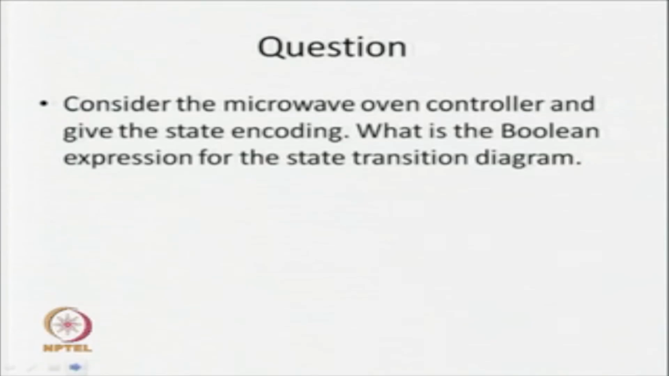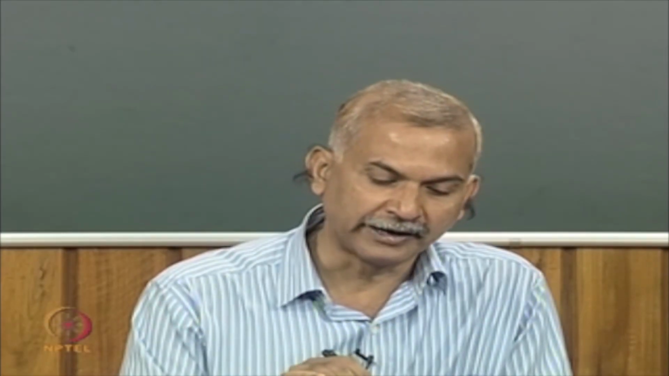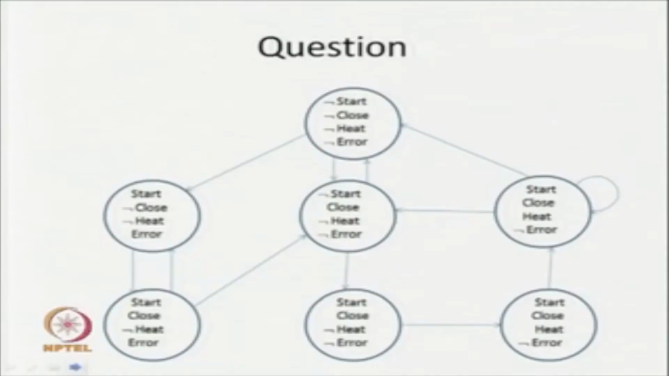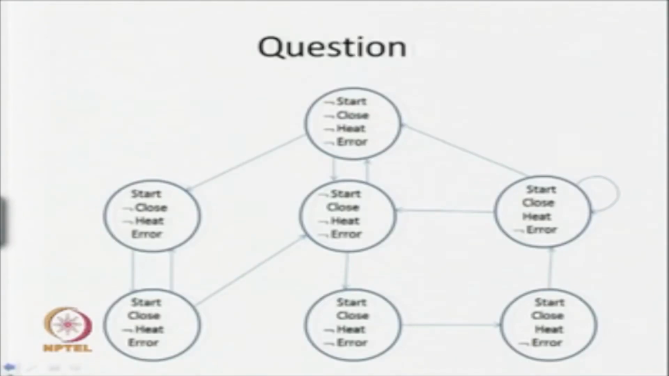Secondly, consider a microwave oven controller and give the state encoding. What is the Boolean expression for the state transition diagram? This is another question; we have already discussed this microwave oven controller, and we have the state transition diagram. Now, in this particular case, I have 4 state variables.